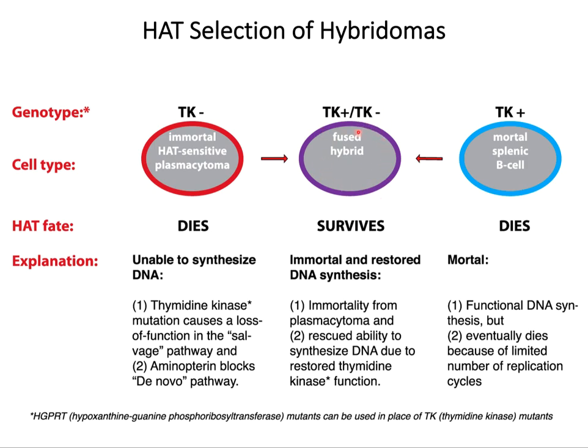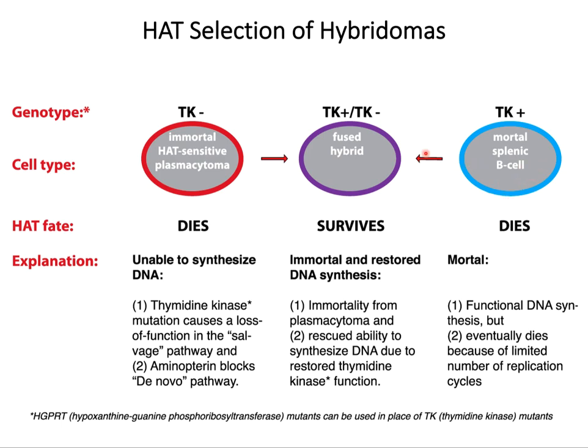The aminopterin in the medium blocks the de novo pathway of nucleotide synthesis. The unfused B cells can produce TK or HGPRT and use either the de novo or the alternative pathway to synthesize the precursor of the nucleotide. So even in the HAT media, as they can use the HGPRT or the TK, they can survive. But they will not, as they will die naturally, as they have a short lifespan and are not immortal.